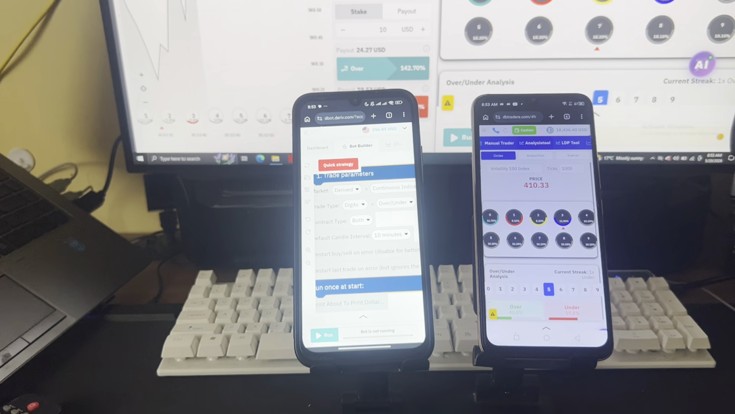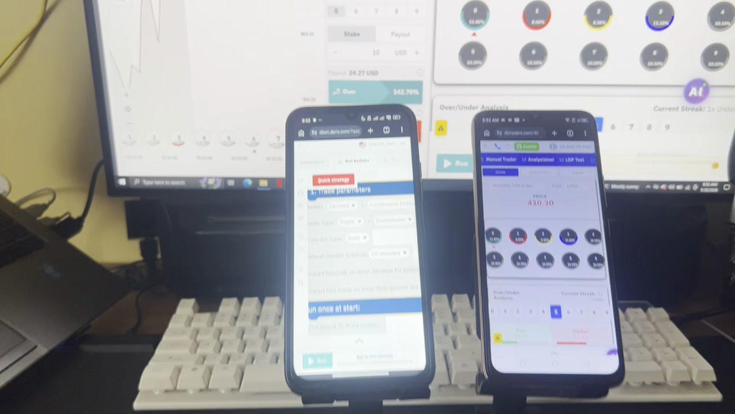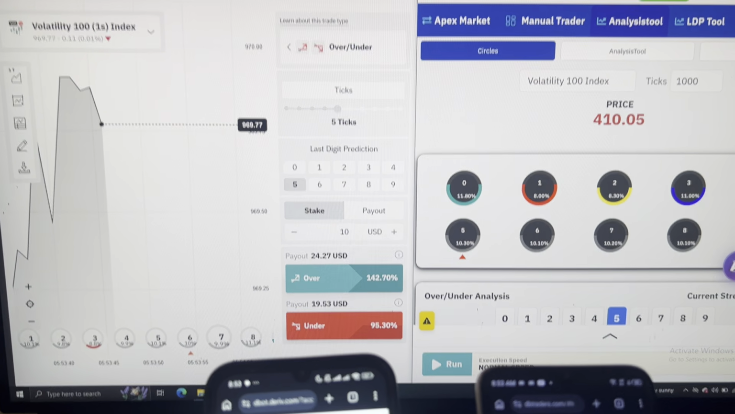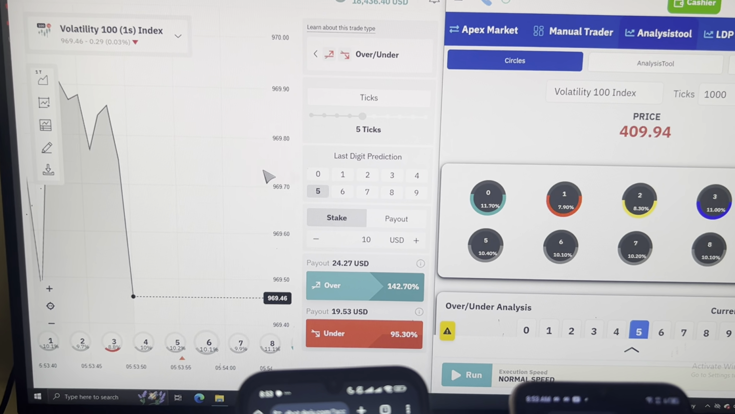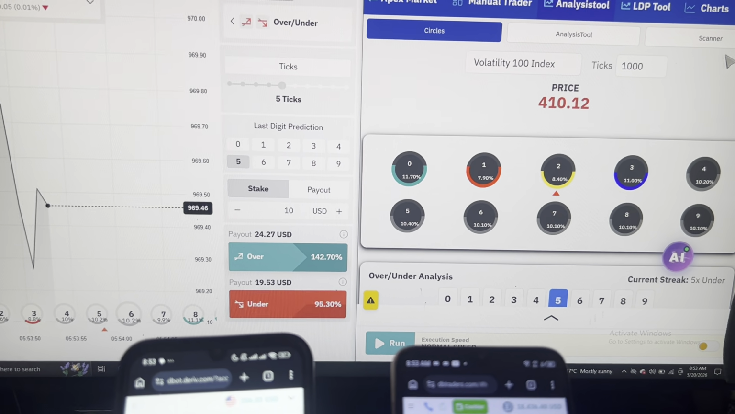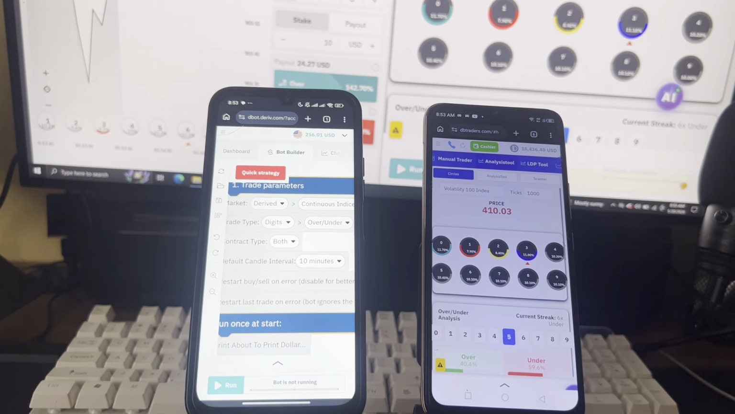Okay, so as you can see, it's pretty much the same as split screen, because in split screen I'm having a view of both the market and the analysis tool, the same as here. Okay, so this is basically how you can do it.